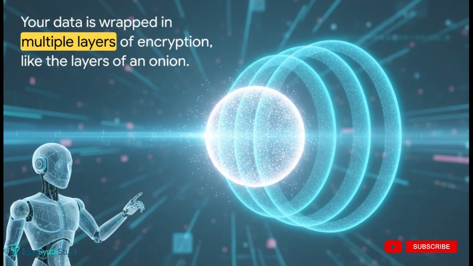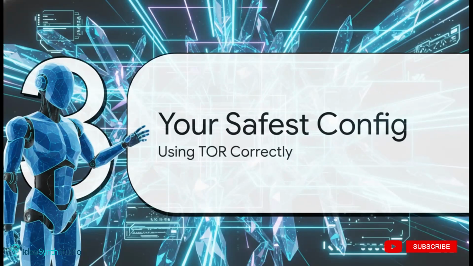Your data gets wrapped up in all these different layers of encryption, just like, you guessed it, an onion. As your connection hops from one node to the next, one layer of encryption gets peeled away, revealing only the next stop on the journey. It's a fantastic way to keep your information separated. Okay, so knowing the theory is great, but using it correctly, that's a whole other ballgame. Let's get practical and talk about how to set this thing up for maximum safety.